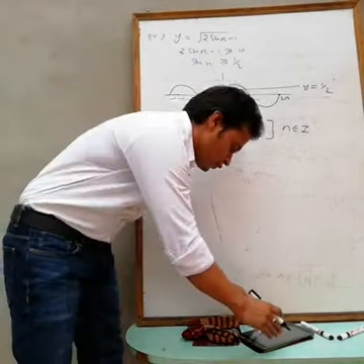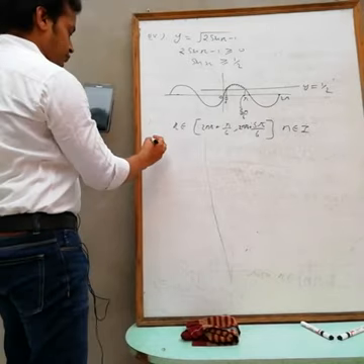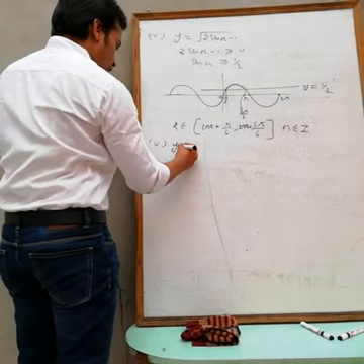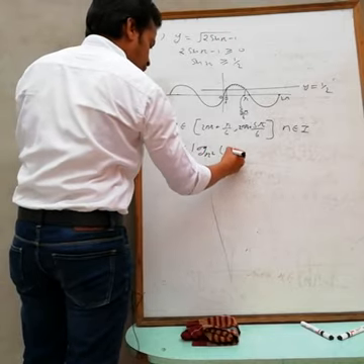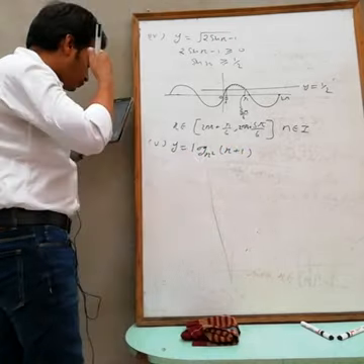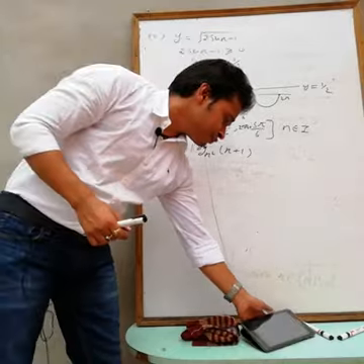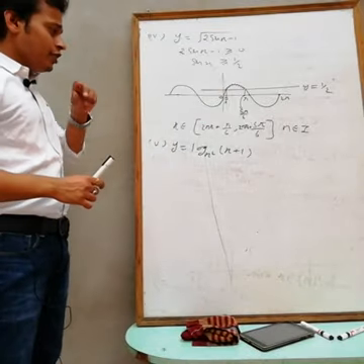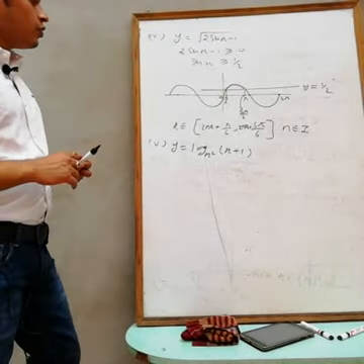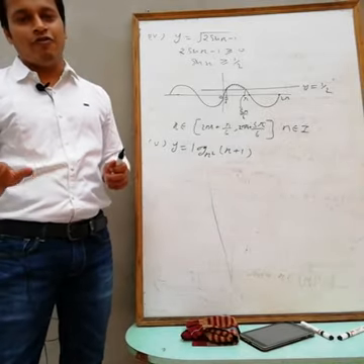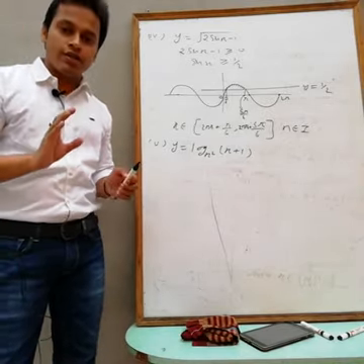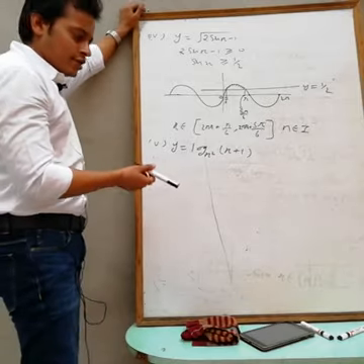Okay, now next one. Y equals to log x square of x plus 1. Now we want the domain for this one. Y equals to log x square of x plus 1. Again what we want? All possible values of x such that the function is defined. Now apply the condition.